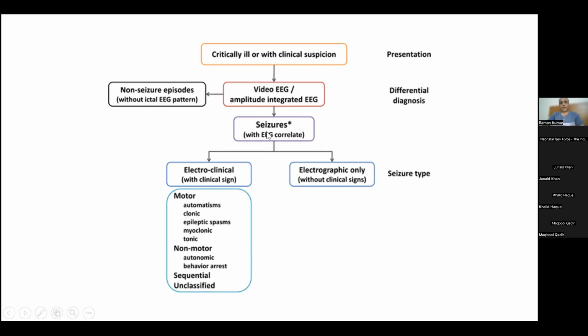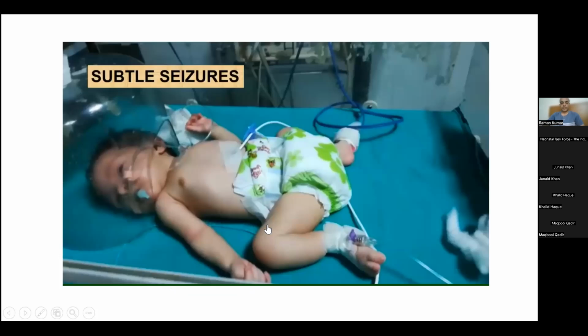If there are seizures with EEG correlate, they might be electroclinical, and if there is clinical, there may be automatisms, clonic seizures. There is no tonic-clonic, there is just clonic seizures. Then there are spasms, myoclonic to tonic. And we may have electrographic only. We may not find any of these. Just a little bit, we'll see a few videos.